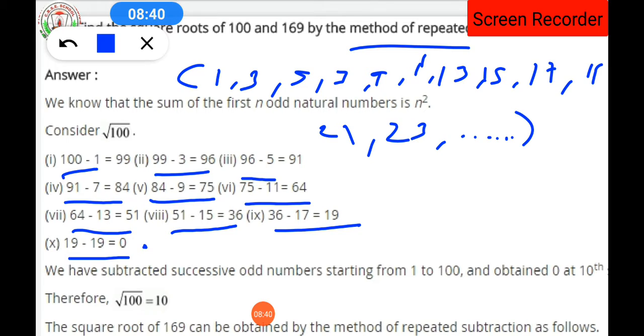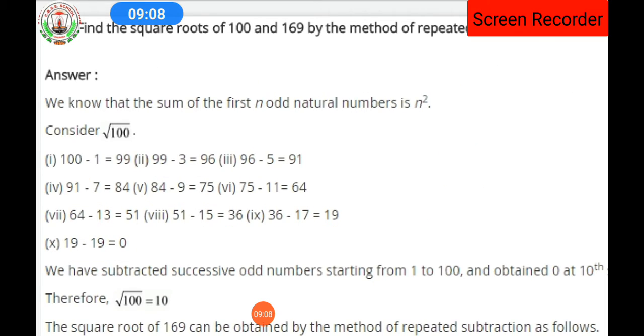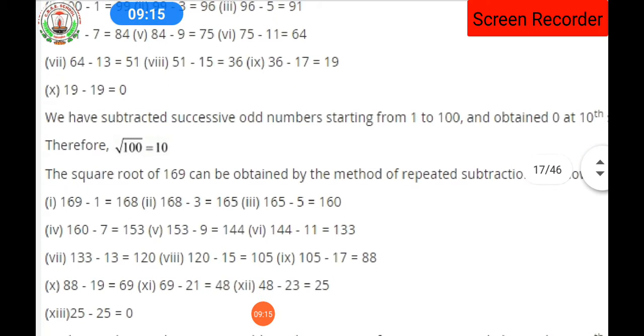So how many numbers involved to make 100 0? Means 100 को हमको तब तक सब्सट्रैक्ट करना है जब तक वो 0 ना जाए, और 0 लाने के लिए कितने स्टेप्स वहाँ पर इन्वॉल्व हुए हैं, उन स्टेप्स को काउंट करना है. तो 1, 2, 3, 4, 5, 6, 7, 8, 9, 10. 10 steps involved. Hence we can say that the square root of the 100 is 10. Whatever the number of steps involved, that number of steps is only the answer for square root of 100. Similarly, we are going to see for 169.